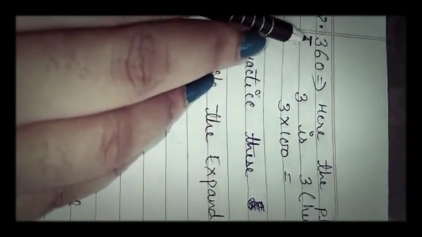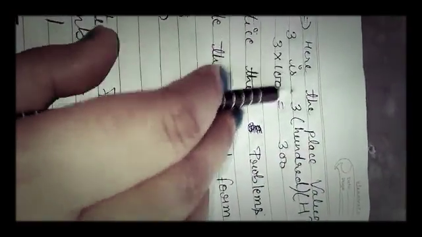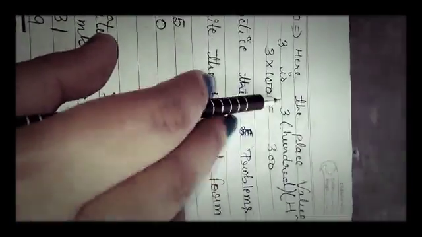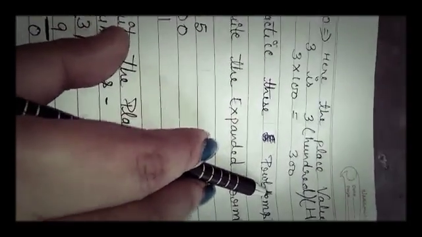Moving to the next question. 360. Here the 3 is underlined, so we have to write the place value of 3. So here the place value of 3 is 300. 3 hundreds means 3 into 100 is equal to 300.